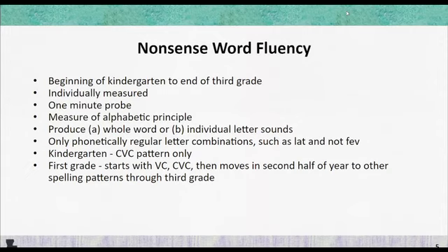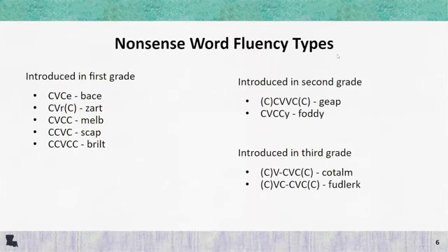Please note that only phonetically regular letter combinations are used. In kindergarten, the CVC pattern is only used. Beginning in first grade, they will start with VC or CVC patterns. And then in the middle of the school year through third grade, they will move on to other spelling patterns. Here you will see the nonsense word fluency types through third grade.